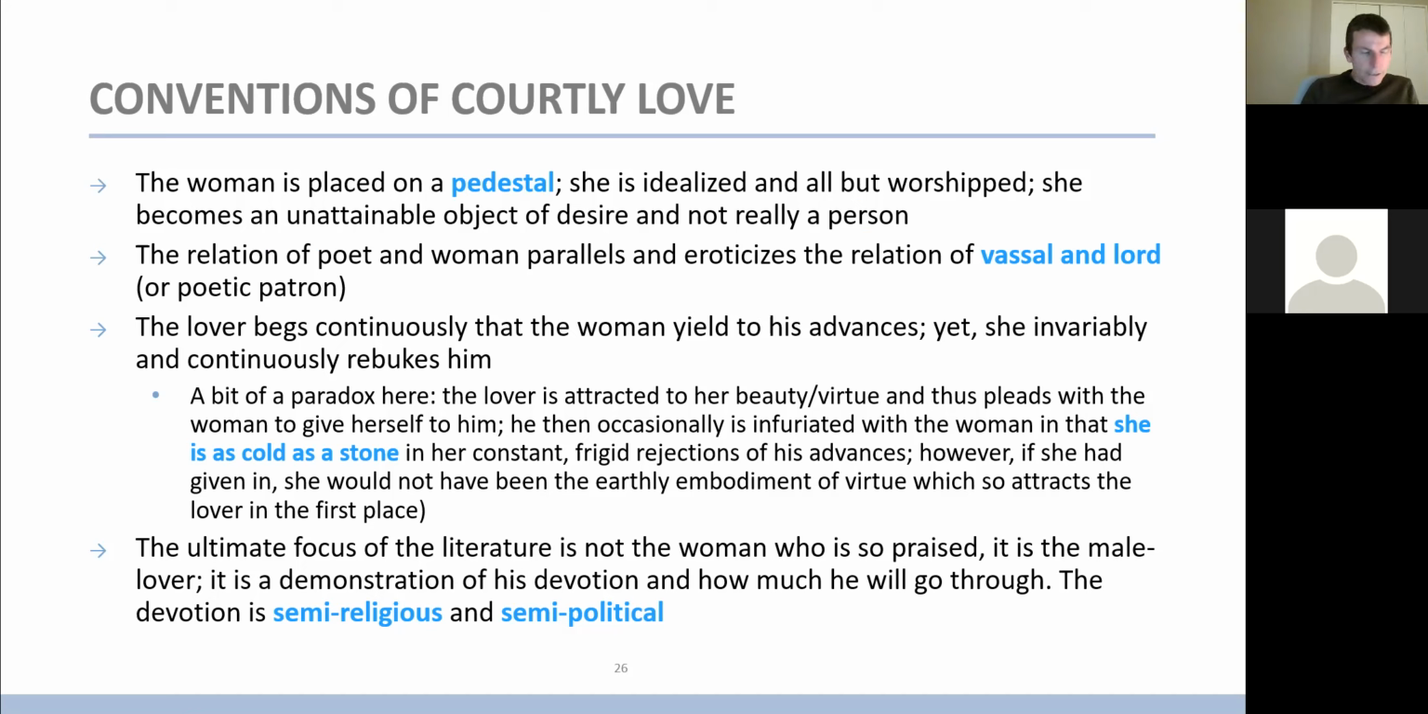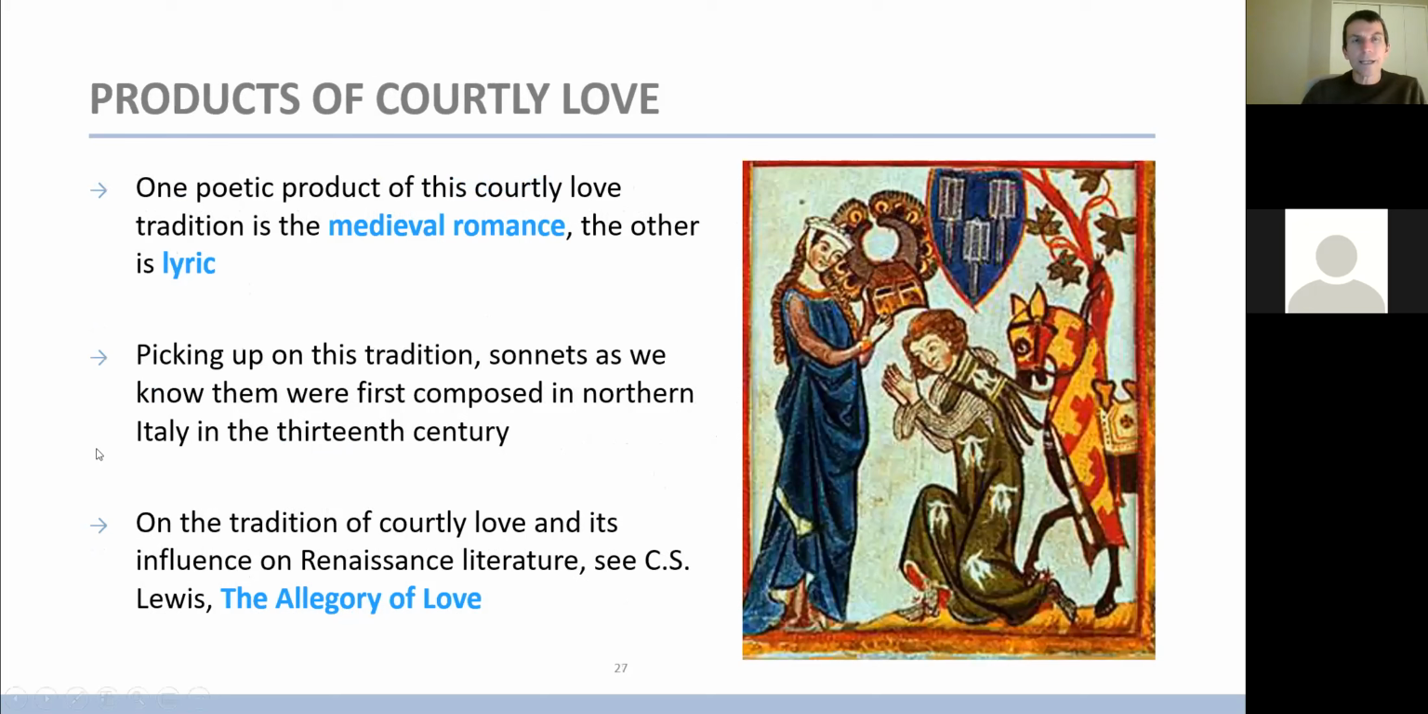I think a key point is that the ultimate focus of the poem is less the object. It's less about describing the beauty and virtues of the beloved than really putting a lens on the poet, or the self. It's a demonstration of how much that lover will go through to achieve his end. So one product were these medieval romances, then another product is lyrics, and then ultimately sonnets that we'll talk about.